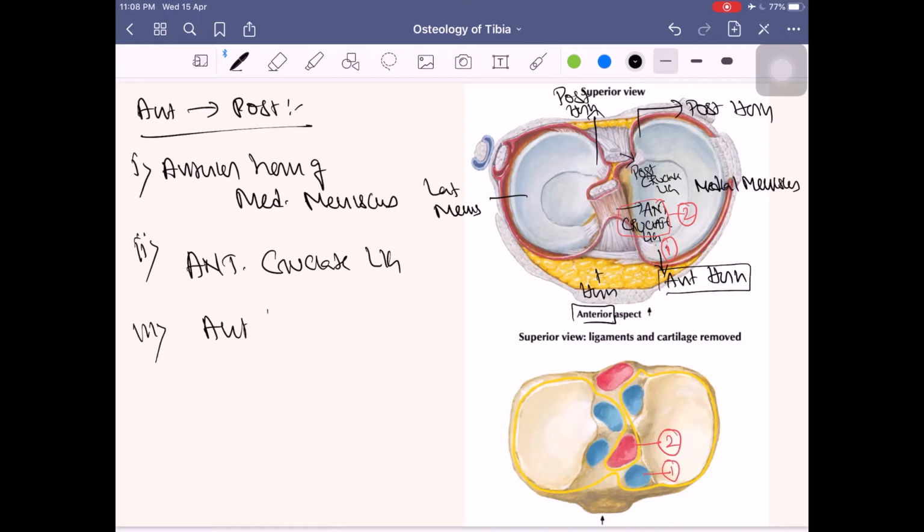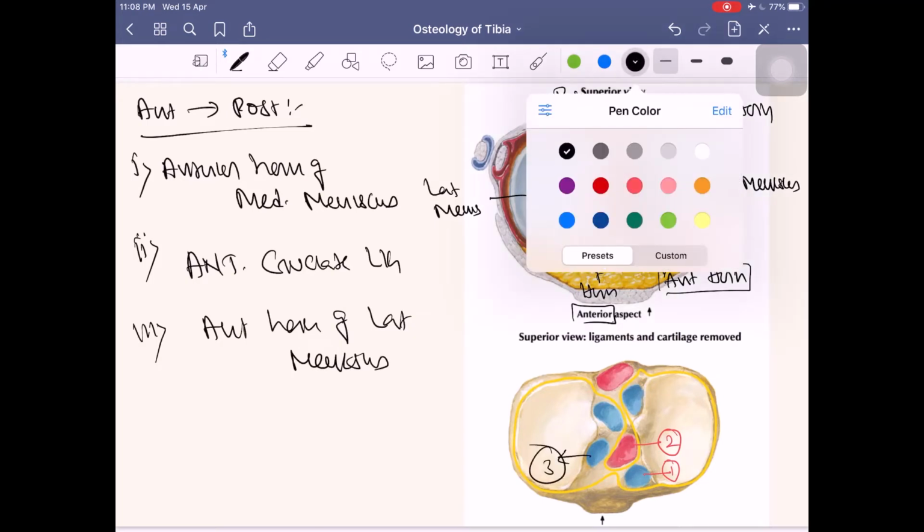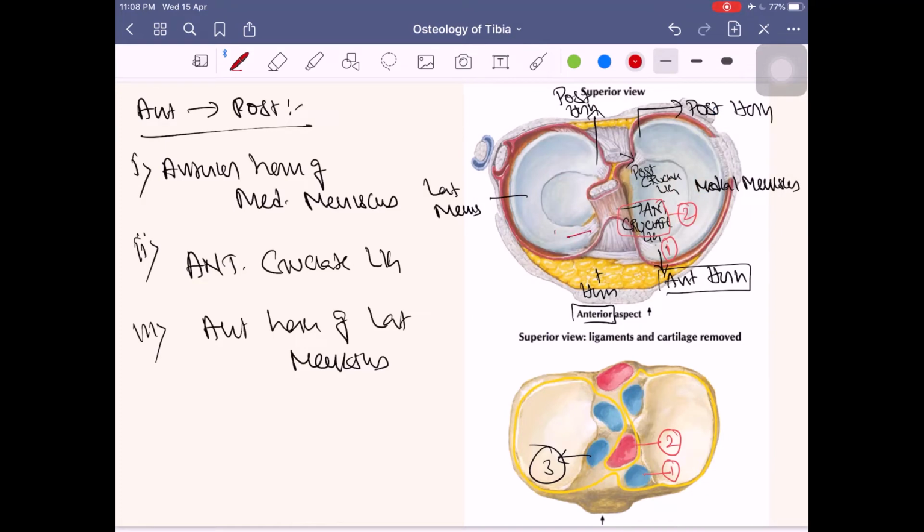Now you have an anterior horn of lateral meniscus, which is here, number 3. So this is your number 3, anterior horn. Then again number 4, if you come back here, the horns are there again. This time you have the posterior horn, because this one is circular, so this horn comes earlier, and this is oval, so it will be a little behind. So your number 4 is the posterior horn.